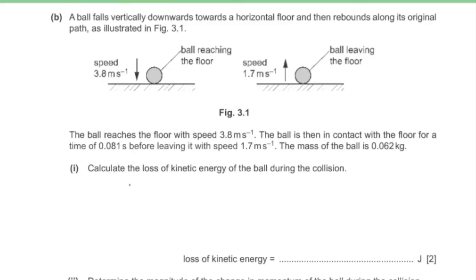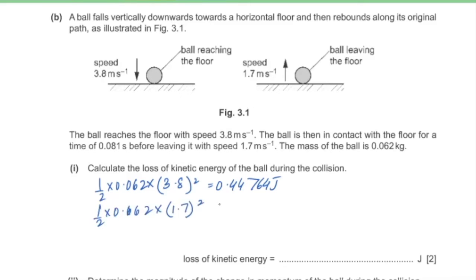So when the ball reaches the floor, it had a kinetic energy of half into 0.062 into its speed squared, and that's 0.44764 joules of kinetic energy. And when it rebounds, it had a kinetic energy of half into 0.062 into 1.7 squared, and that's 0.0896 joules of kinetic energy. So the loss of kinetic energy is 0.44764 minus 0.0896, and that's 0.358 joules of loss of kinetic energy.